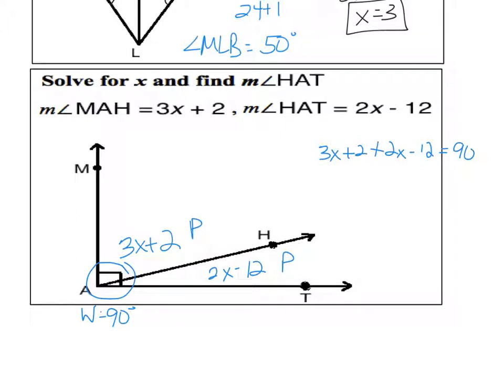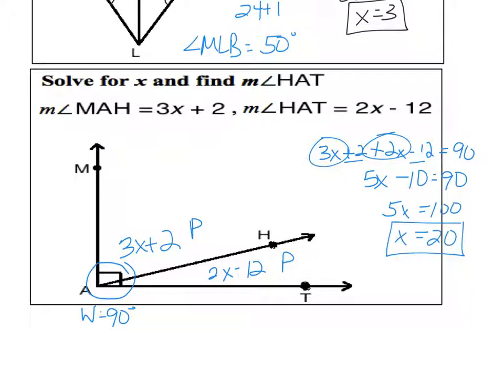Okay, and here I'm going to combine my like terms, 5x, and then I should have minus 10 equals 90. Because I combine these guys, that's 5x, positive 2, negative 12 is negative 10. Add 10 to each side. So that's going to be 5x equals 100. And I divide by 5. And x is going to be 20.